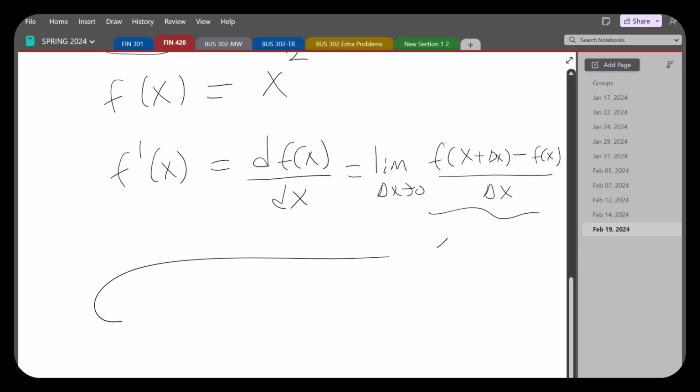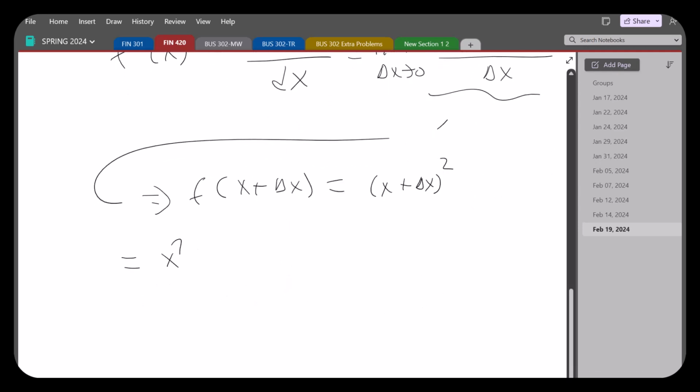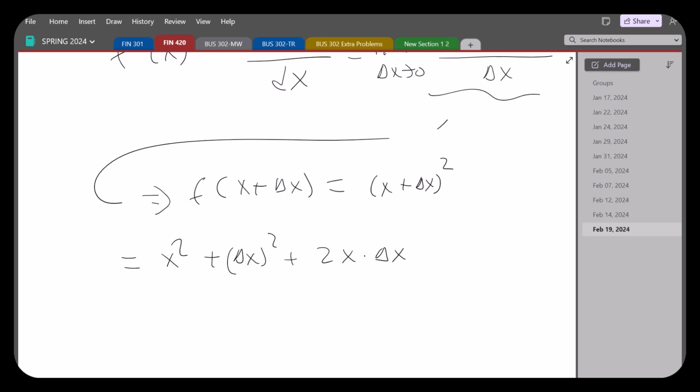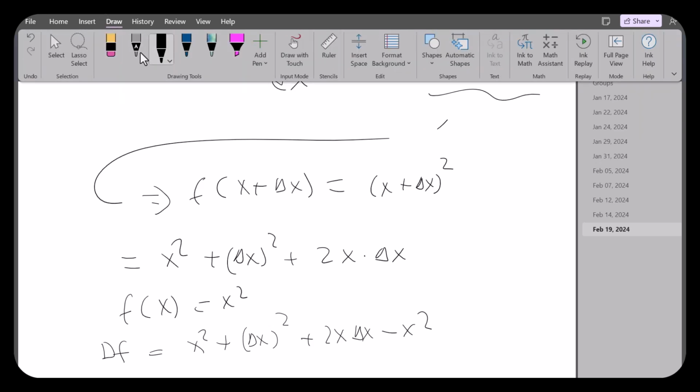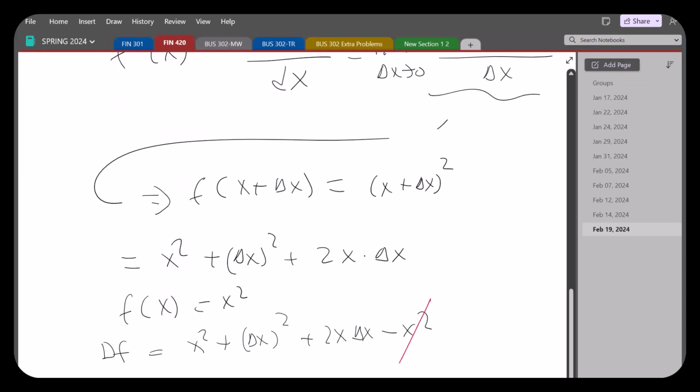Let's take this down. What is f of x plus delta x? That's x plus delta x squared, which is equal to x squared plus delta x squared plus 2x times delta x. Okay? So what is f of x? x squared. So if I calculate the difference, I'm just going to call this delta f, the change in f, x squared plus delta x squared plus 2x delta x minus x squared. You'll see this cancel out.